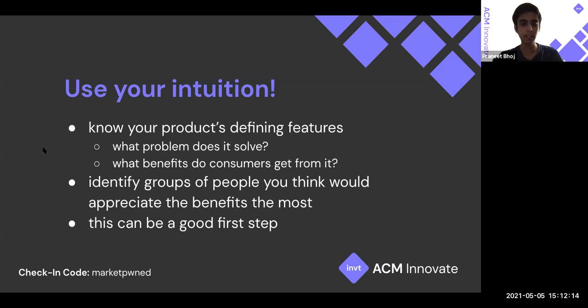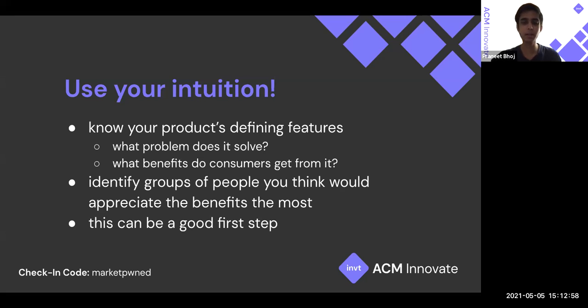So the first strategy we'll look at is, well, using your intuition. This requires starting off by knowing your product's defining features. You have to consider these features in the context of the problem that your product is aiming to solve in order to figure out what benefits the consumers would get by buying or using your product. There's an important distinction that should be made between features and benefits. Features are things that automatically come with your product, whereas benefits are essentially how the feature actually helps the consumer and what positive impact it has on them.